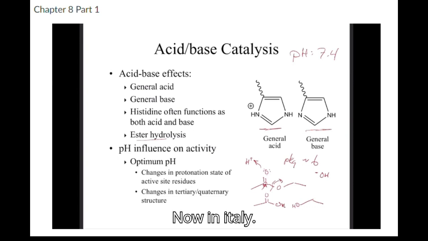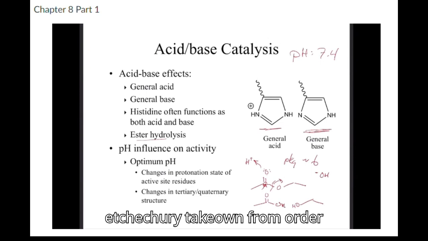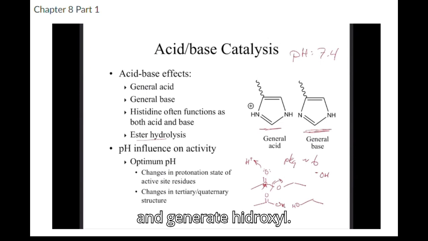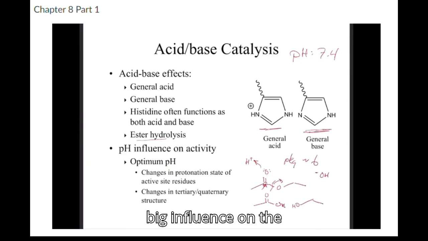Now, in either of these mechanisms, histidine could play a role, either by protonation of that carbonyl group, or, in a general base form, it could take a proton away from water and generate the hydroxide ion. Acid-base catalysis plays a very big influence on the optimum pH of enzymes. We'll talk a bit more about this later. We'll look at a couple examples.